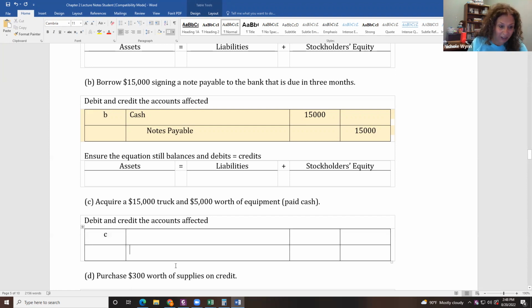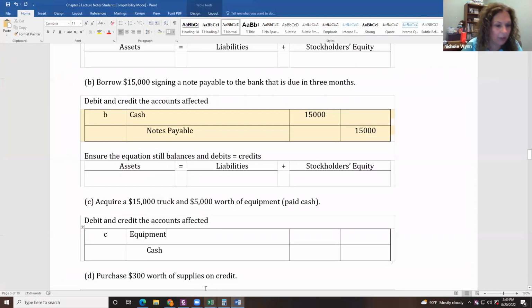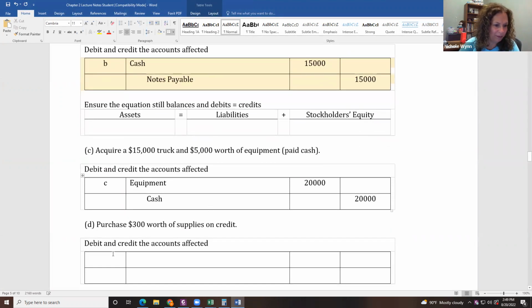So on the second line, you will pay cash. On the top row, you are getting equipment. I am debiting equipment. I am receiving equipment. Equipment is an asset. The asset is going up. I am paying cash. Cash is going down. Okay, for 20,000. Okay, next transaction.